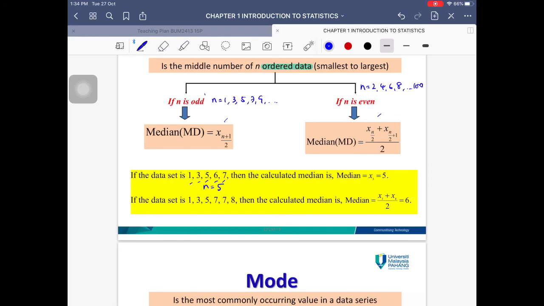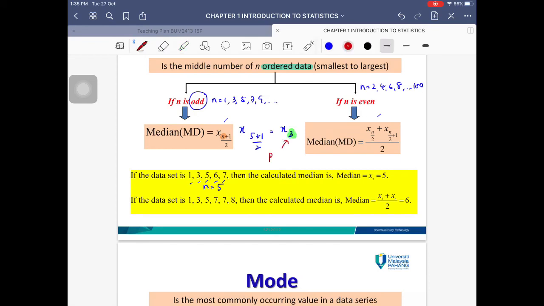Okay, so here, this is an example. I have 1, 2, 3, 4, 5. So my n value is equal to 5. So this is going to be the case when n is odd. When I want to use the formula, I'm going to have to substitute the value of n right there. So I'm going to have x of (5 plus 1) over 2. So this is going to be x3.